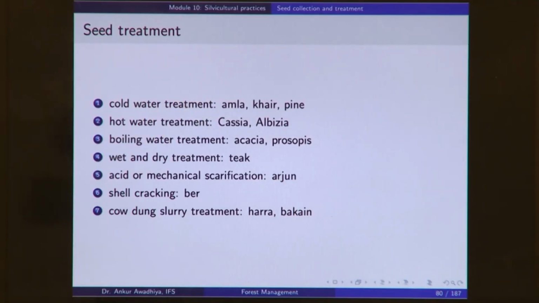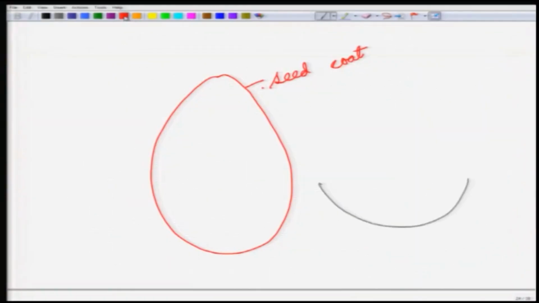Boiling water treatment. Now, in the case of a boiling water treatment, you take a container, put seeds, add boiling water, and then let these seeds remain in this water till it cools down to the room temperature. So, a boiling water treatment will typically be required for those species where the seed coat is very hard.